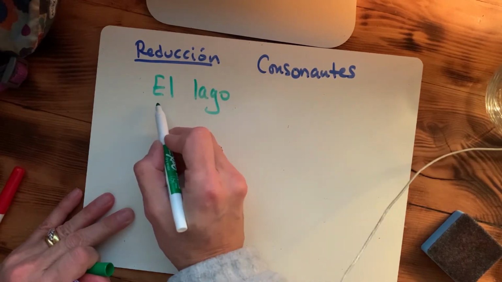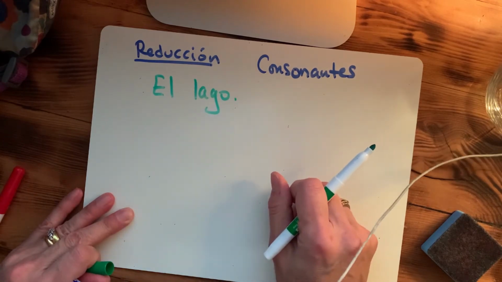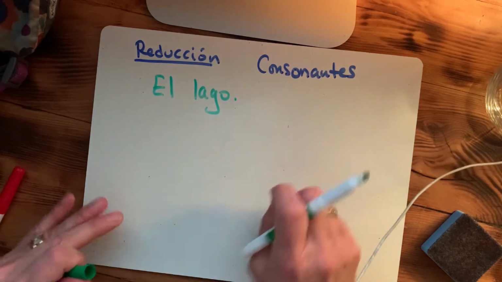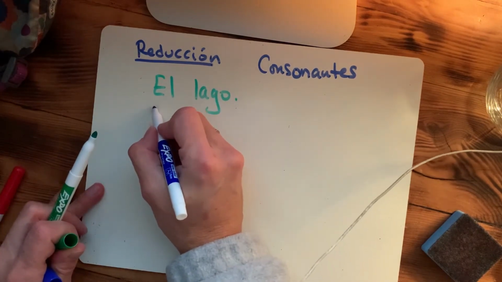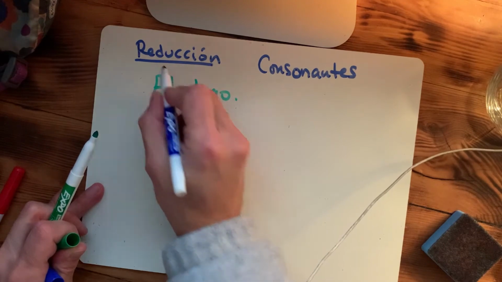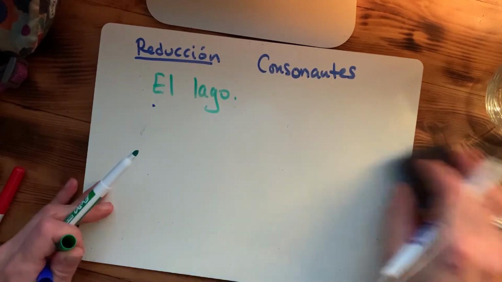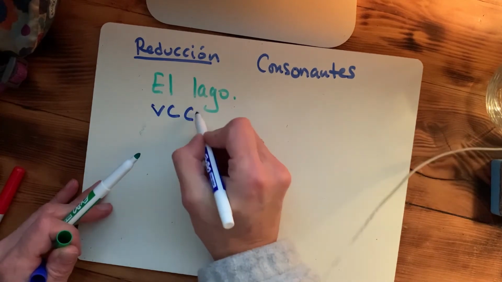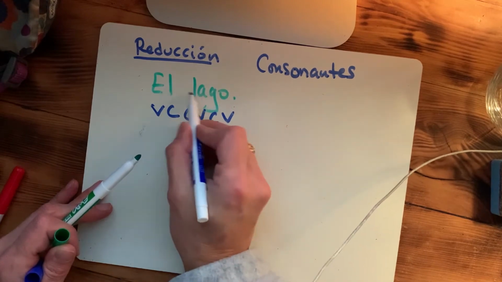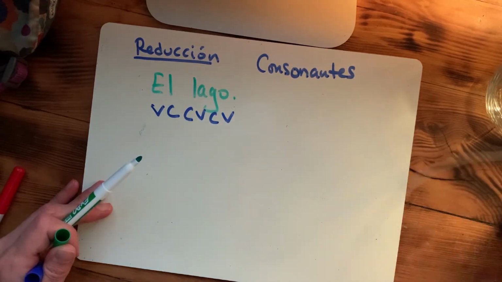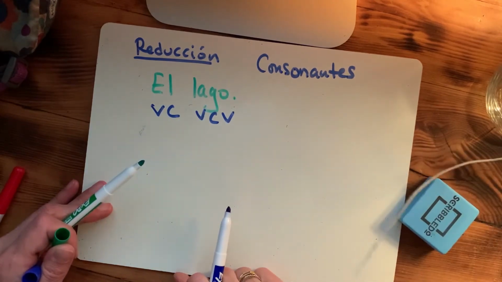In really slow speech you hear el lago, but in normal speech you hear el lago. So that's why your phonetic transcriptions have to show that reduction of similar consonants. So I'm going to start here with labeling my consonants and vowels. I am going to ignore the periods. I have a double consonant here, so I will eliminate one, and that's the point of this lesson.